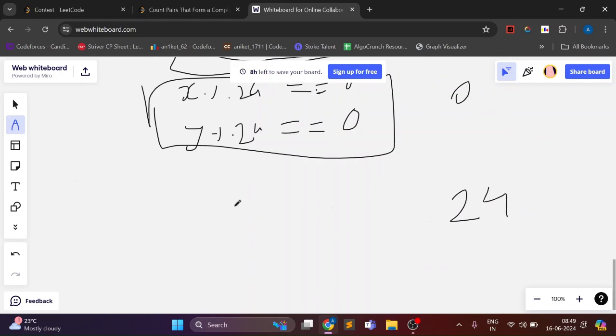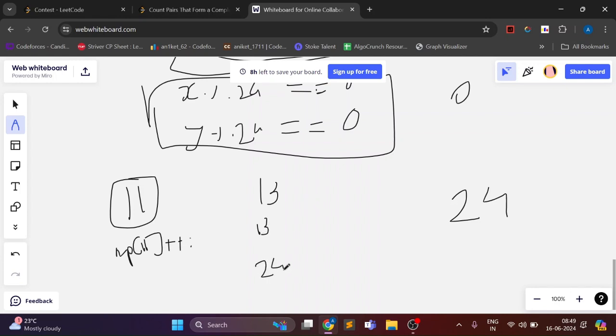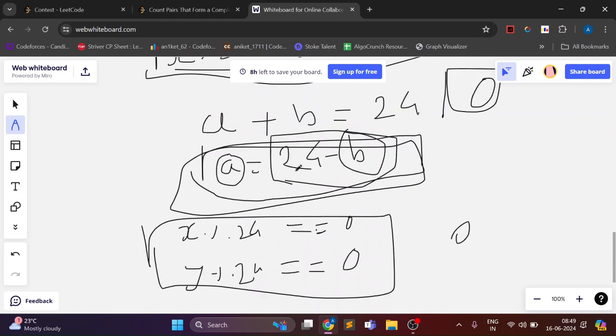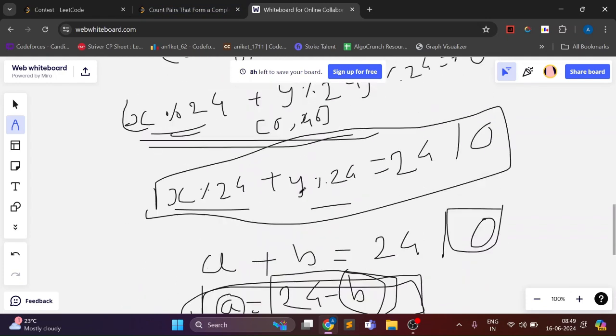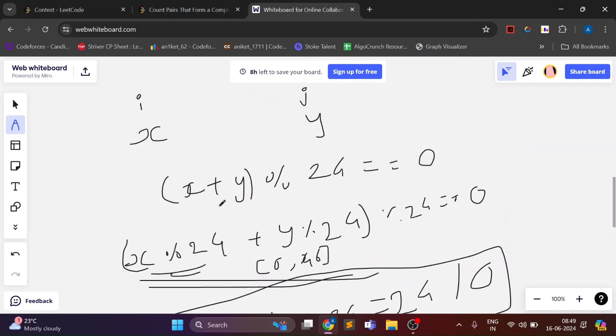Now if you try to simulate the solution for, let's say, 11 and 13, when I am encountering 11, I will just increment mp of 11, and when I am encountering 13, I will calculate 24 minus 13, which is 11, and add mp of 11 to my answer. So all the occurrences of 24 minus b. So this was the whole explanation about the second question.